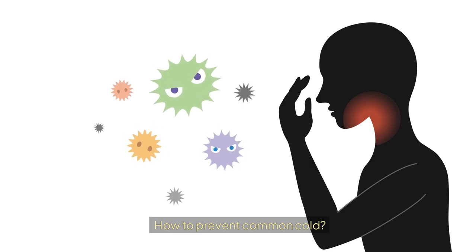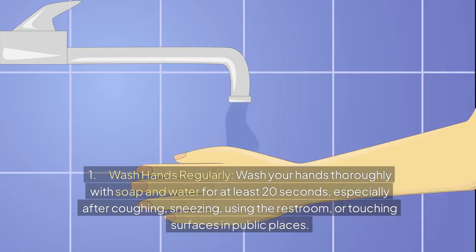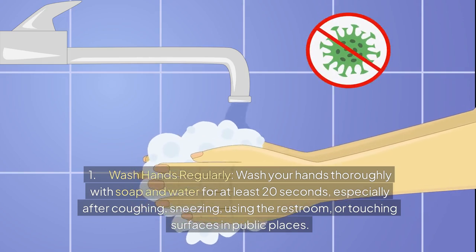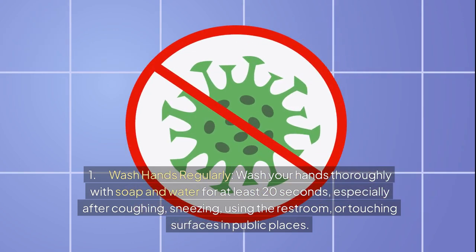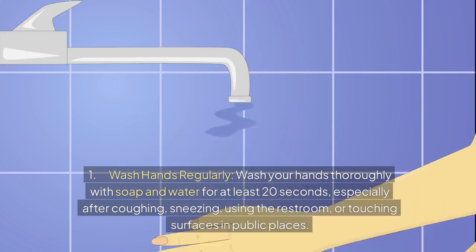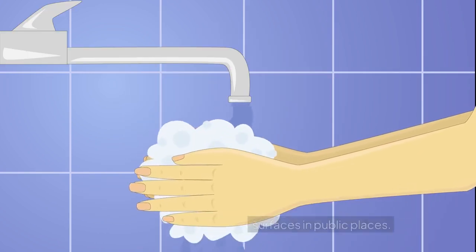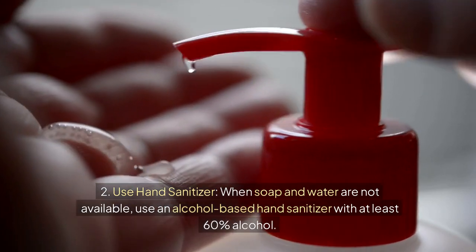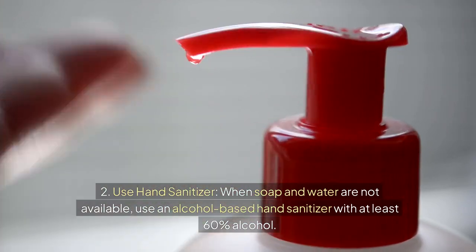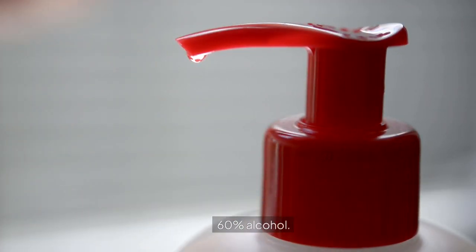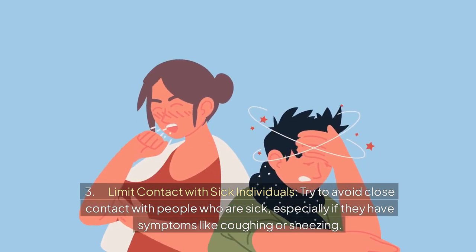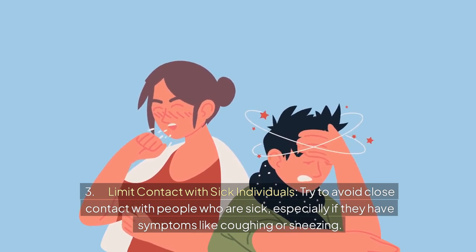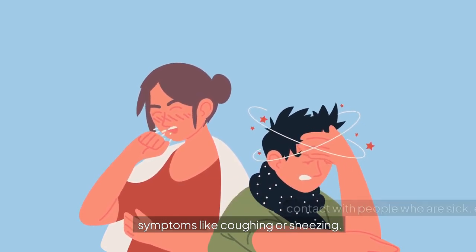How to prevent common cold. 1. Wash hands regularly. Wash your hands thoroughly with soap and water for at least 20 seconds, especially after coughing, sneezing, using the restroom, or touching surfaces in public places. 2. Use hand sanitizer. When soap and water are not available, use an alcohol-based hand sanitizer with at least 60% alcohol. 3. Limit contact with sick individuals. Try to avoid close contact with people who are sick, especially if they have symptoms like coughing or sneezing.